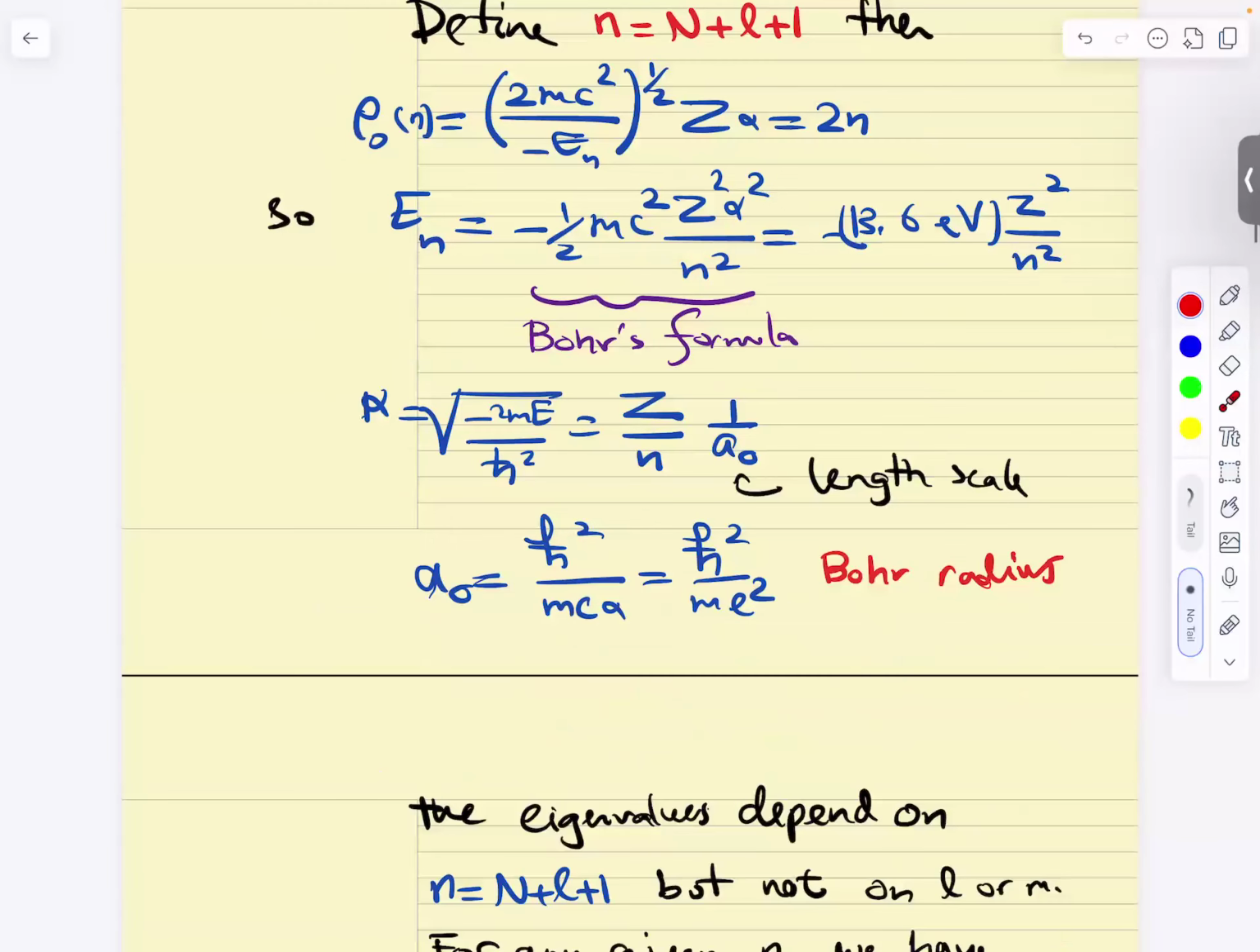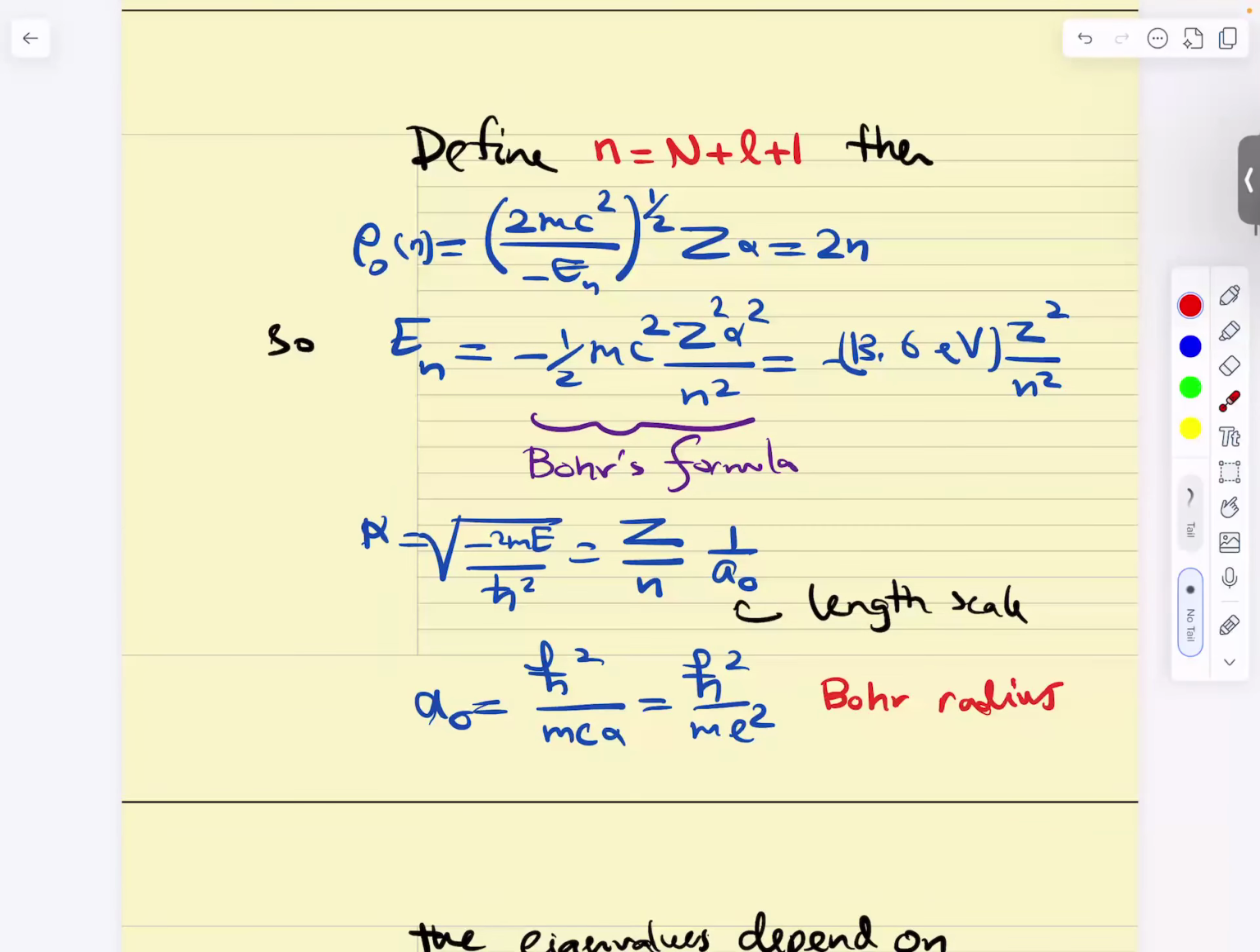Here's kappa. I said that kappa has a length scale associated with it. So what is that length scale? Take z over n out of it. It's 1 over a naught, because we said 1 over kappa is the length scale. What is that length scale? It's called the Bohr radius, and it's h bar squared over m c alpha.